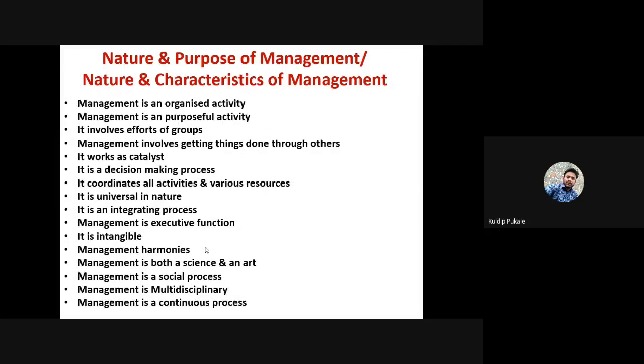This is the nature and purpose of management. Some characteristics of management: management is an organized activity. It means whatever the activities are there, it is an organized activity. Management is a purposeful activity, for performing that mini project. You are doing it purposefully. It involves the efforts of a group.